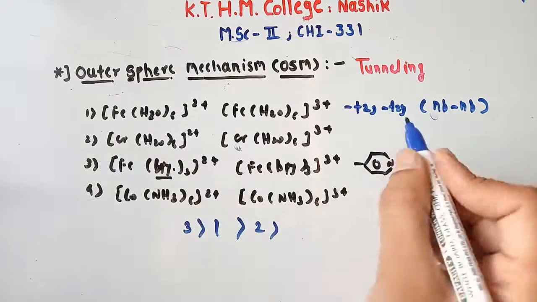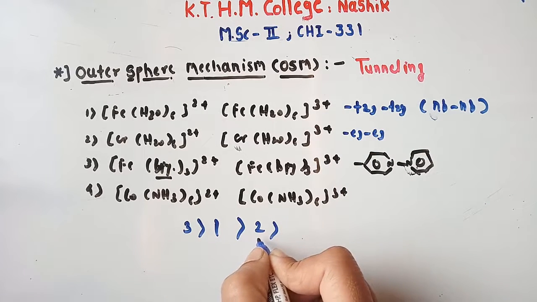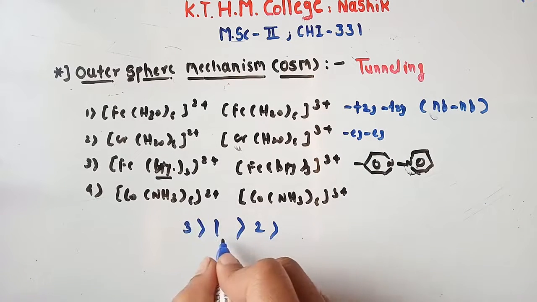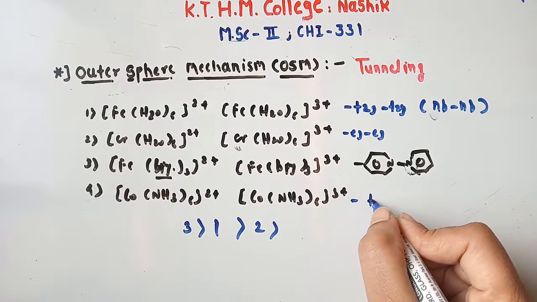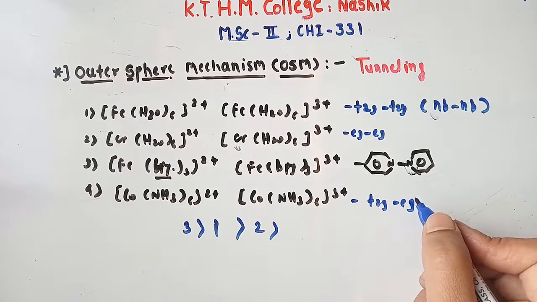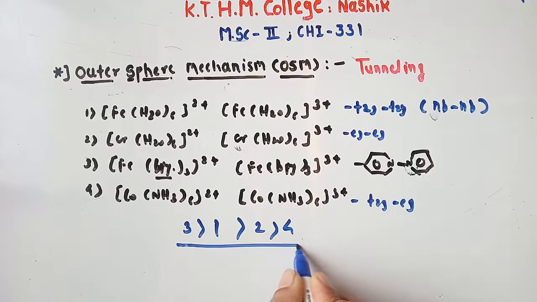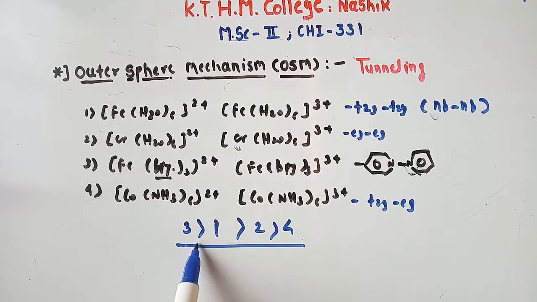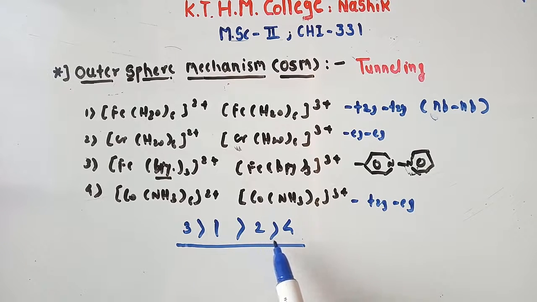Okay, in case of chromium complex, there is transfer from Eg to Eg. So obviously the rate for chromium complex is next to T2G to T2G, and then the final, that is T2G to Eg, that is non-bonding to sigma star. Okay, non-bonding to sigma star. So this is the rate for all the complexes. So obviously pi star to pi star, then non-bonding to non-bonding, then Eg to Eg, or we can say sigma star to sigma star, and then non-bonding to sigma star.